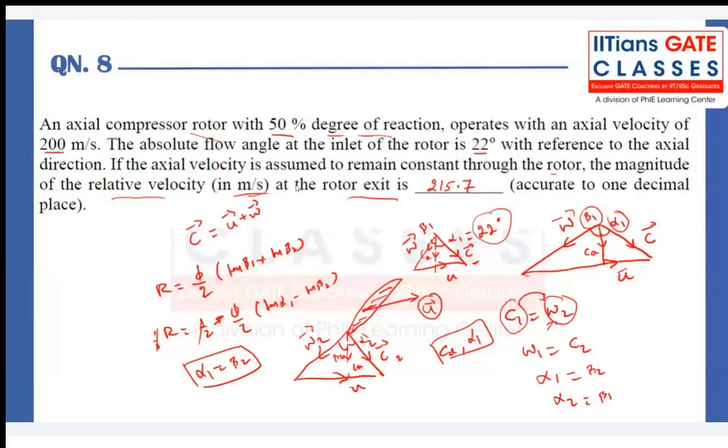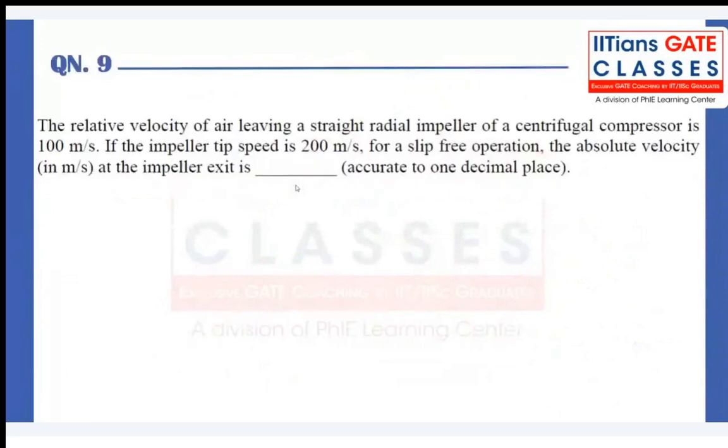Right. Now we'll go to the next question. That is, the relative velocity of air leaving a straight radial impeller of a centrifugal compressor is 100 meter per second. If the impeller tip speed is 200 meter per second, for a slip-free operation, the absolute velocity in meter per second at the impeller exit is. Again, it's a straightforward question.